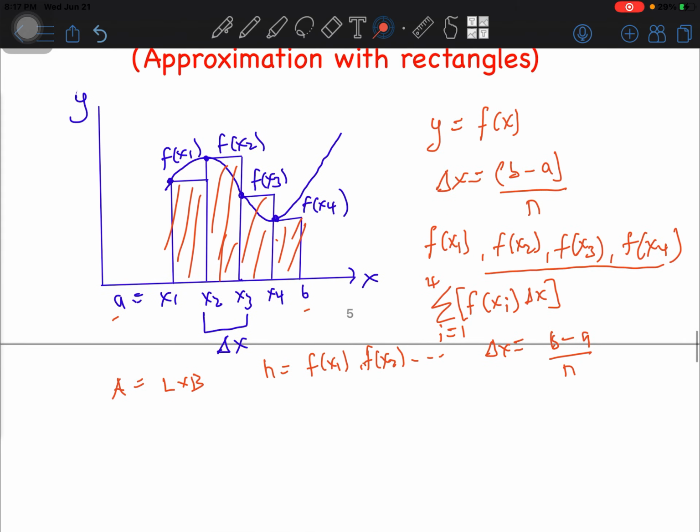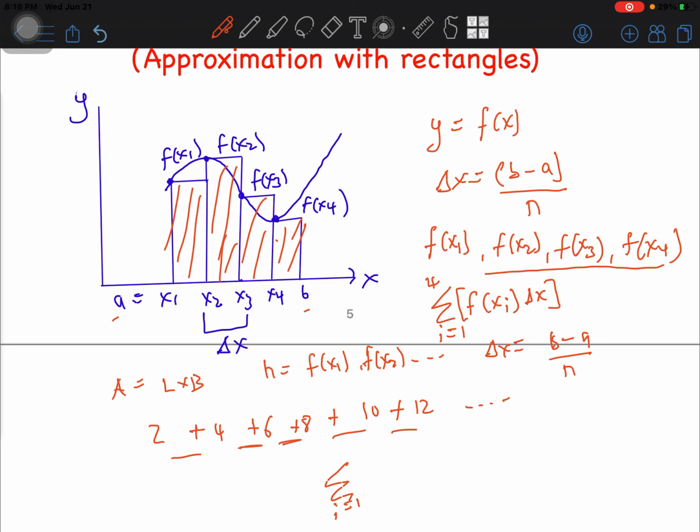So basically, let's look at something here. If you want to represent 2 + 4 + 6 + 8 + 10 + 12 and so forth as summation notation, the consecutive terms we are multiplying always differ by 2, because here the difference is 2, the difference is 2, and so on. Therefore, if you are writing that as summation notation, you can write it as sigma with i starting from 1 up to however many terms we have.